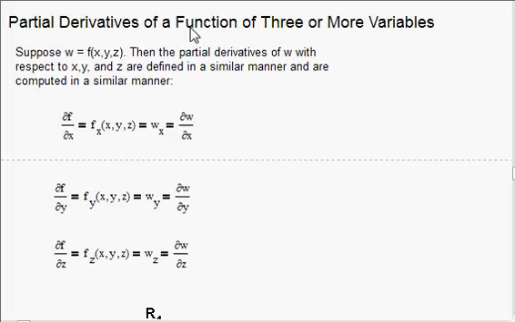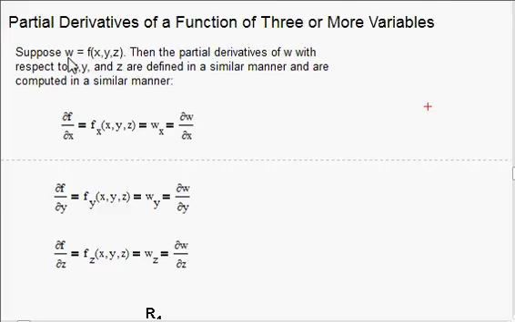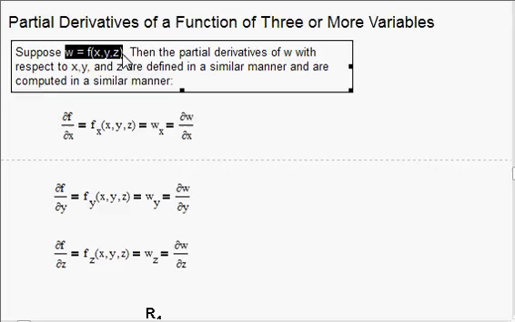Well, partial derivatives of a function of 3 or more variables are also possible, although we won't do the "or more" right away, remembering that we hold the other variables as constants. So if we have a function w equals f of x, y, and z, then the partial derivatives of w are defined in the same way.